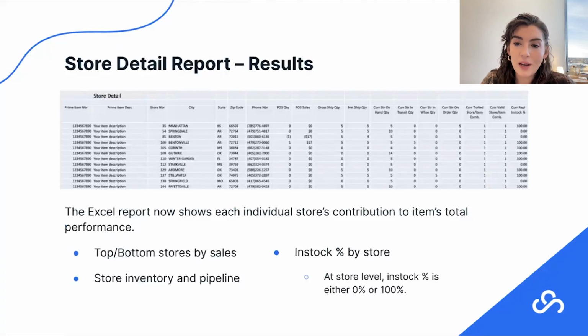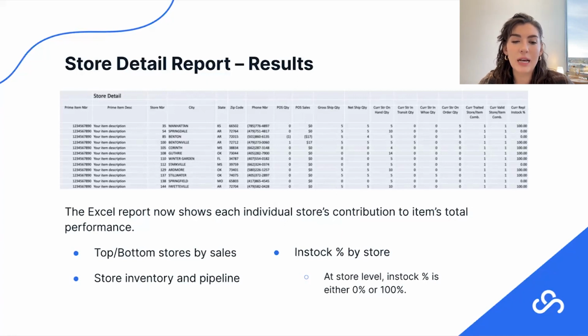So here's a little bit, a couple rows and columns of what the report would look like. You could see your item number and description, the store number, city, so you can kind of understand the details going on here. So the quantity, you've got your sales, gross ship quantity, and just understanding that at your store level. As the slide says, the Excel report shows each individual store's contribution to the total performance.